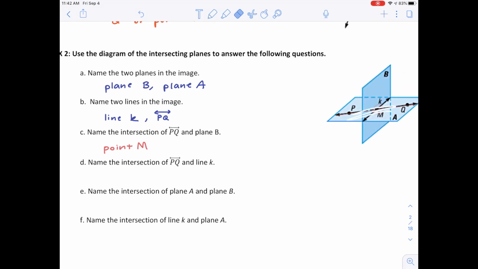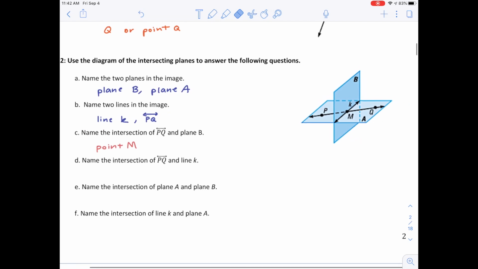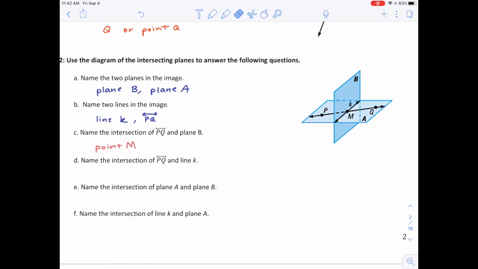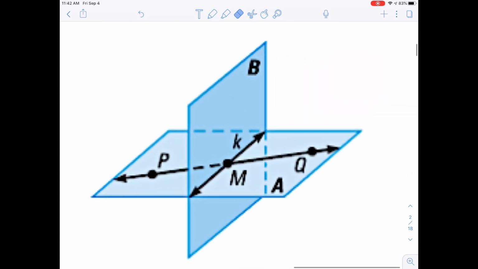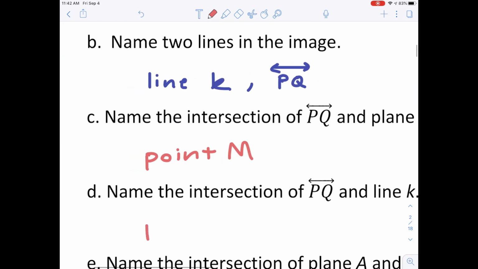I know I'm moving, but I don't want this video to last forever. So example D, name the intersection of line PQ and line K. So again, let's do some strategic highlighting. Here's line PQ, here's line K. When two lines intersect, they intersect at a point, and it's named on the graph, so that's also going to be point M.